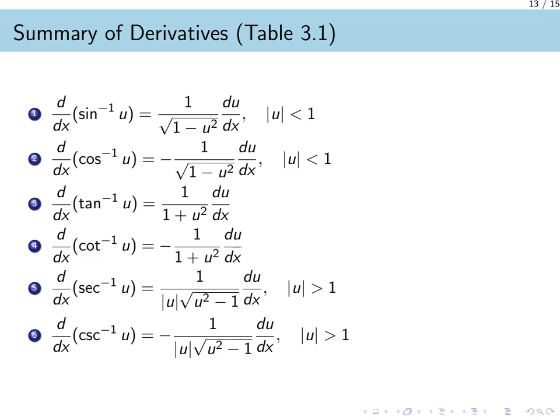Remember that the du/dx term in each formula is just the chain rule in action for when u is a function of x. So, the key takeaway is that you only need to memorize 3 of these formulas, and you get the other 3 for free just by adding a negative.